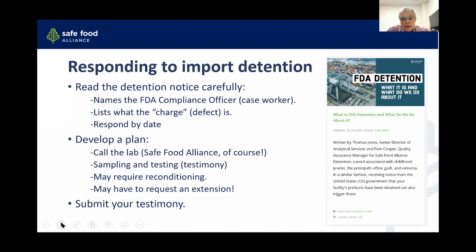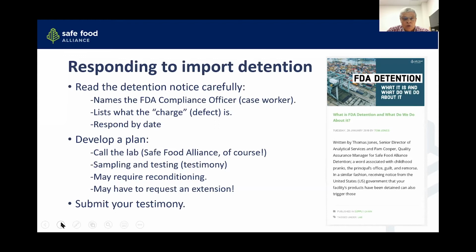You want to call your laboratory right away. In our office, it's Pamela Cooper, who's our quality manager, who deals with these packages all the time. We have to do a very specific sampling and testing, and the testing and sampling is very rigorous. It has to be done to the standards that the FDA typically would use in their own laboratories and their own testing procedures, which basically meets a legal standard.